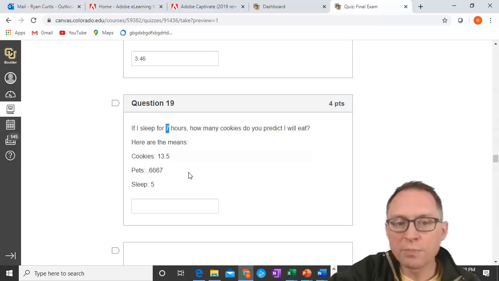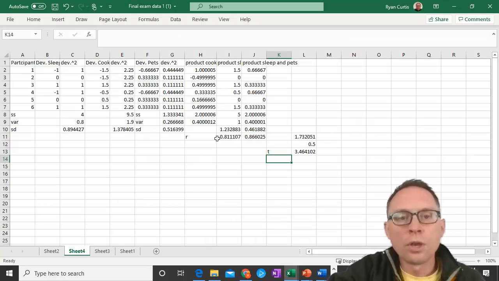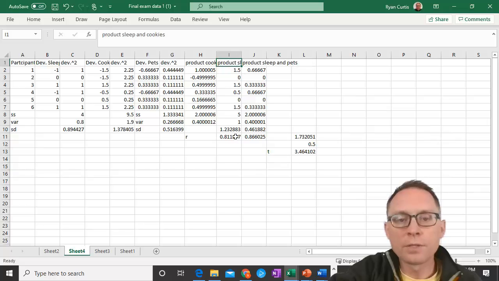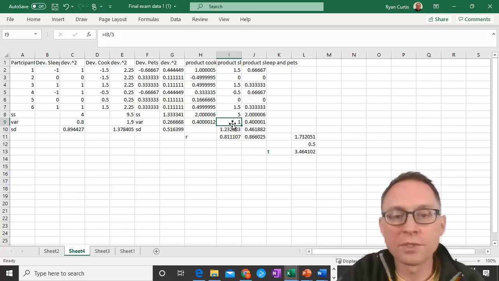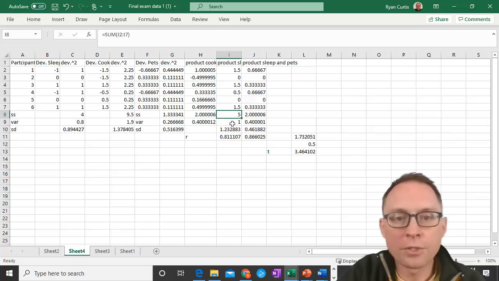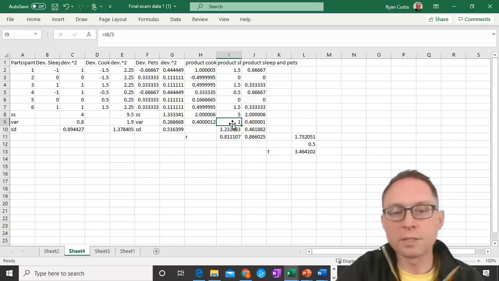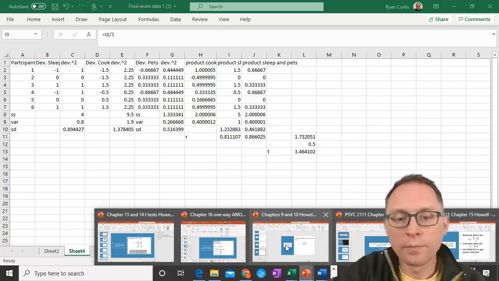So that means I need the covariance between sleep and cookies. Let's see if I have that already. The covariance, sleep and cookies, the covariance is going to be right here. This is the covariance. The covariance is 1. Okay. Remember what I did is I multiplied them all, and I added those up, and that equals 5. And then I divided by n minus 1, which is 5. So this is the covariance. It's 1. So I know that the covariance between those two is 1.